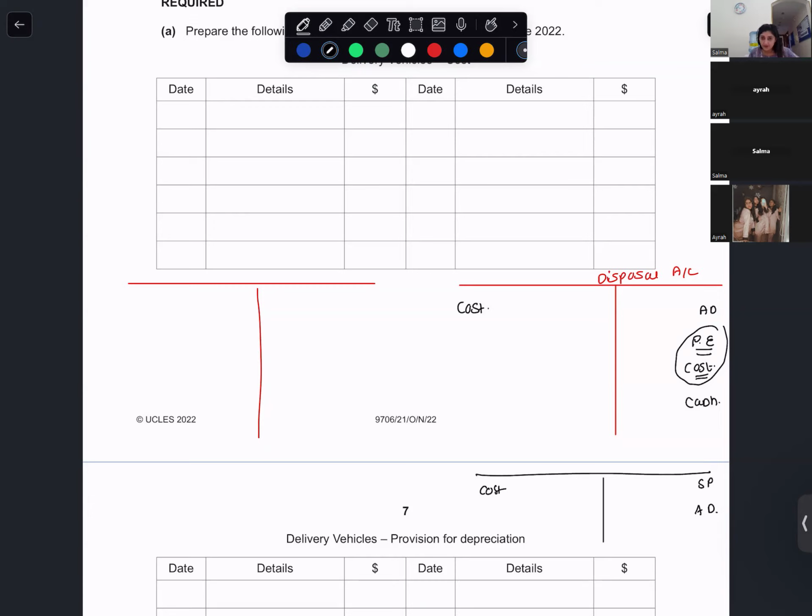If it's a profit on sale of vehicle, it will come over here, right? And if it is a loss on sale, it will come over here. Income statement.